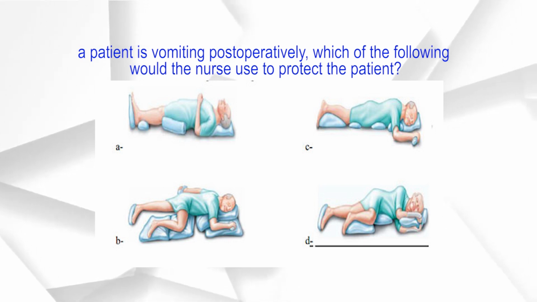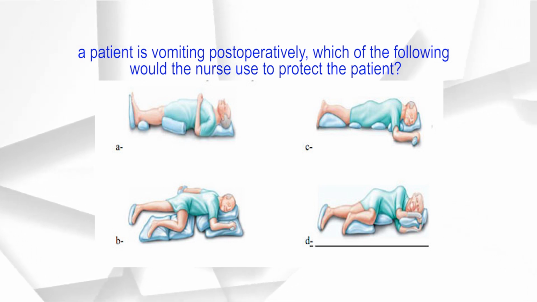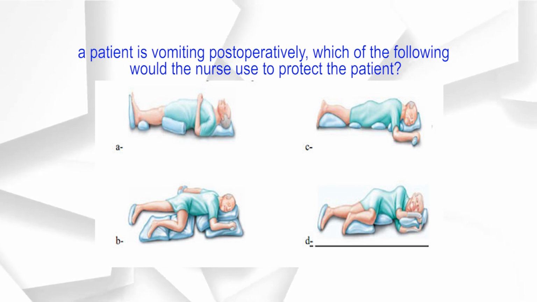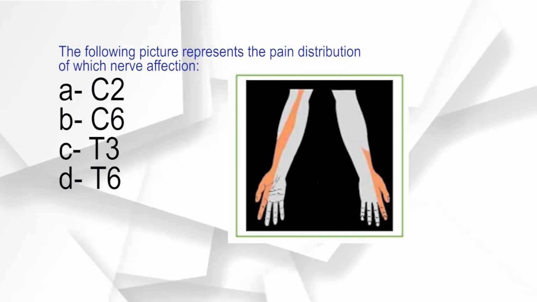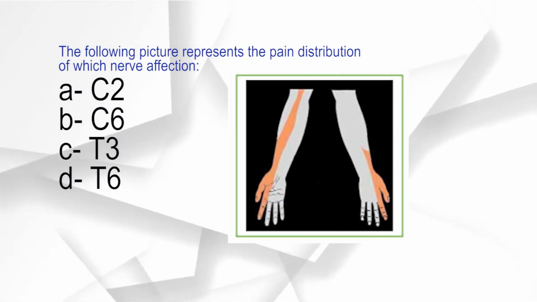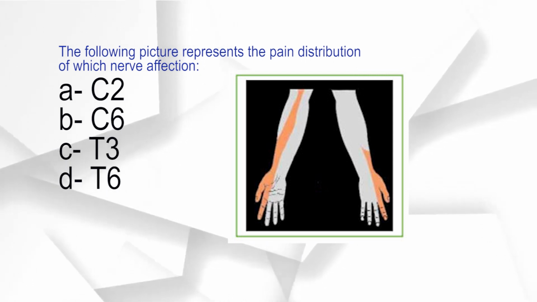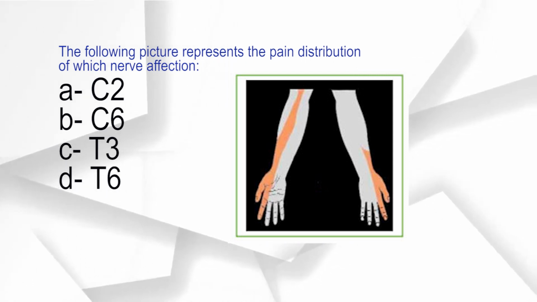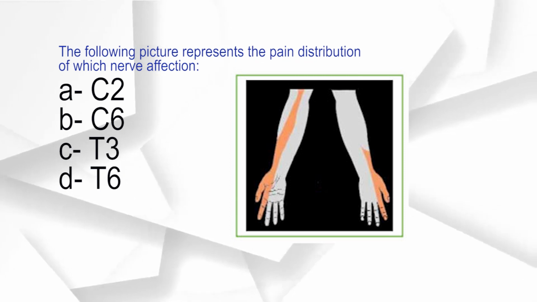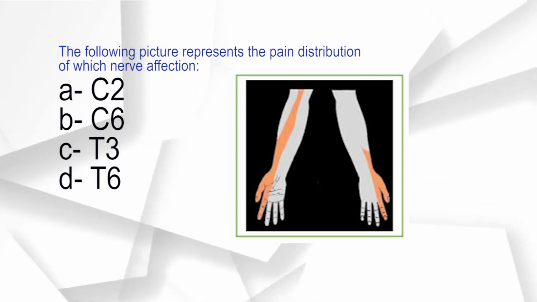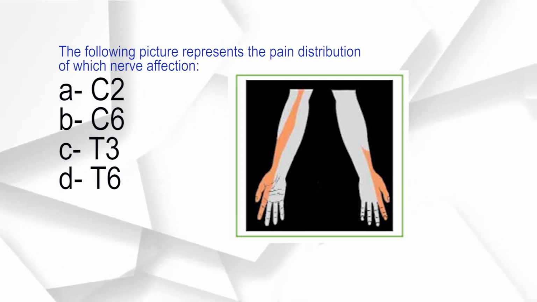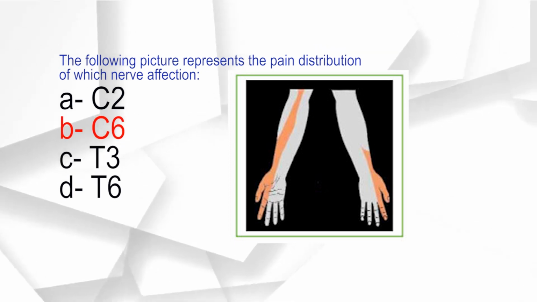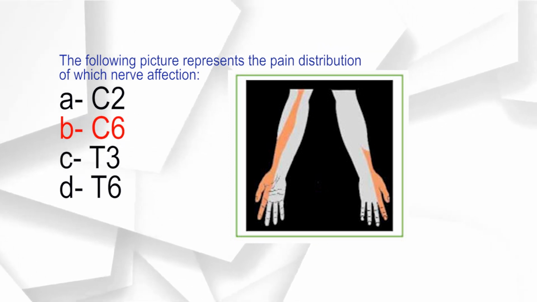Guys, here our next question. When a patient is vomiting postoperatively, which of the following positions would the nurse use to protect the patient? Guys, here are next question. In the following picture represents the pain distribution of which nerve affection? Answer the options are A C2, B C6, C T3, D T6, and the correct answer is option B C6.